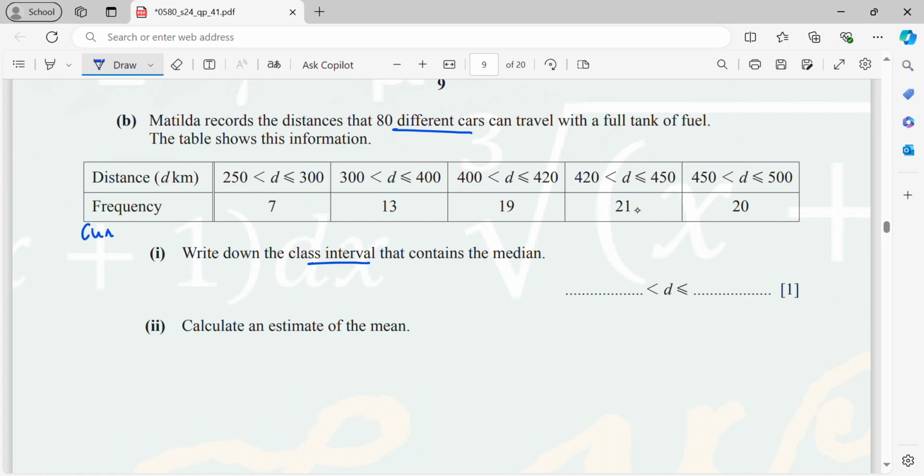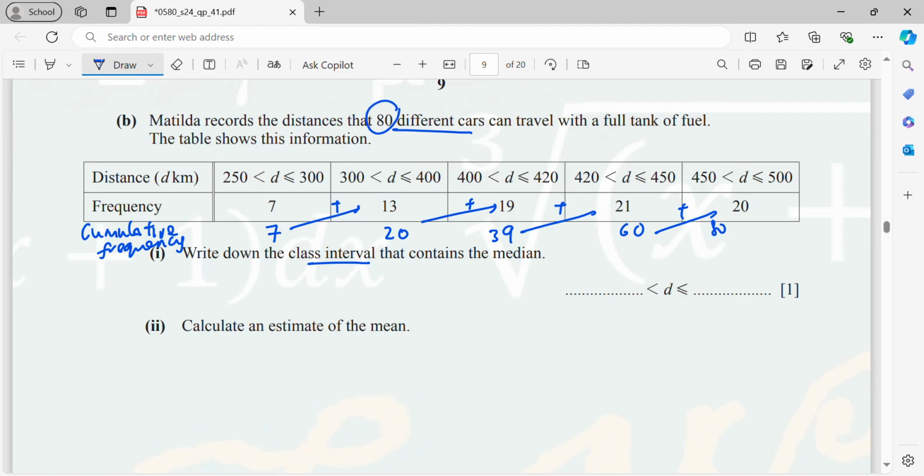Here you can just write cumulative frequency. Cumulative frequency is counted by adding the previous frequency, it is the accumulated frequency. So 7 plus 13 is 20. 20 plus 19 is 39. Then 39 plus 21 is 60. Then 60 plus 20 becomes 80, because you are given a total of 80.